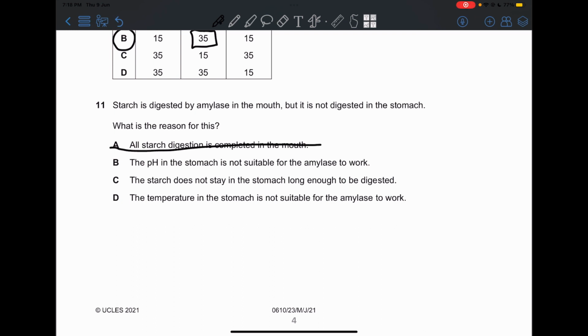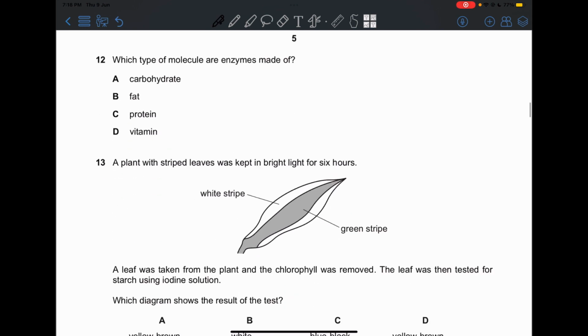Now, B says the pH in the stomach is not suitable for amylase to work. Now, this is correct because in the stomach there is an acidic gas, and this acidic gas will not allow the amylase enzyme to work efficiently or work properly because it's going to be under its optimum pH, which is pH 7. So, B is going to be our answer.